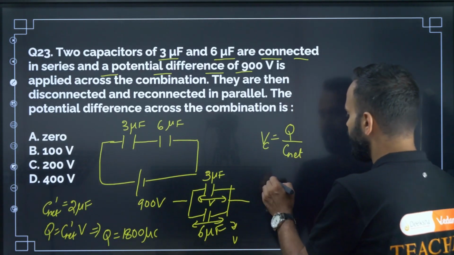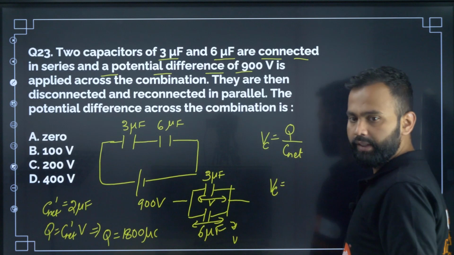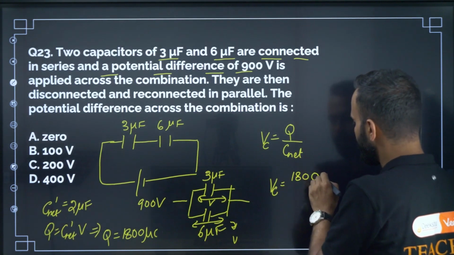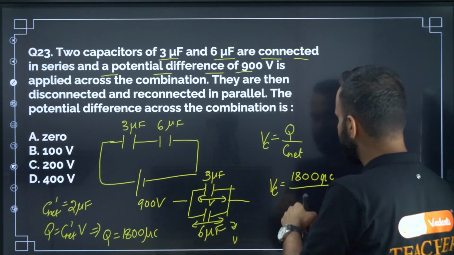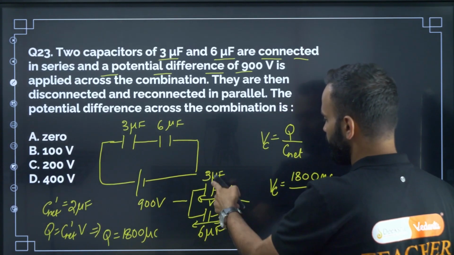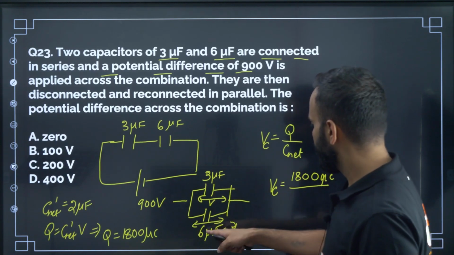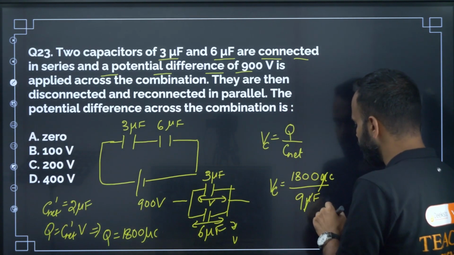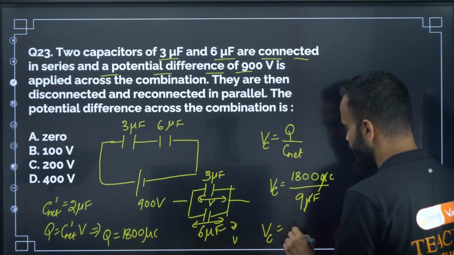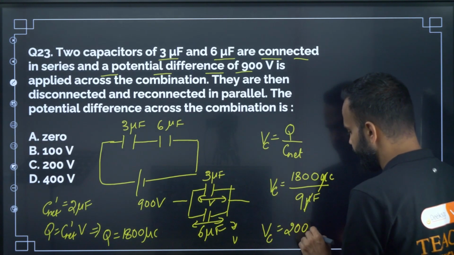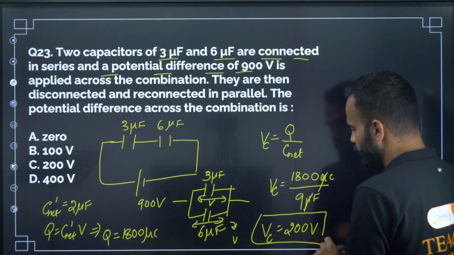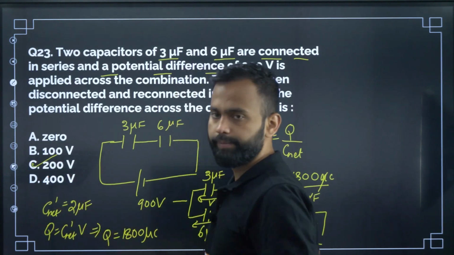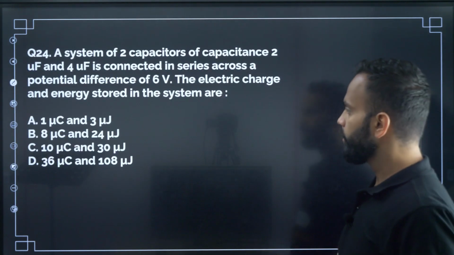The potential difference across the combination Vc is equal to Q, which is 1800 microcoulomb, divided by C net. C net is the equivalent capacitance of this parallel combination, that is 9 microfarad. The micro will get cancelled, so Vc is equal to 200 volt. So the potential difference across the combination is 200 volts, and the correct option is C. Next question, question number 24.